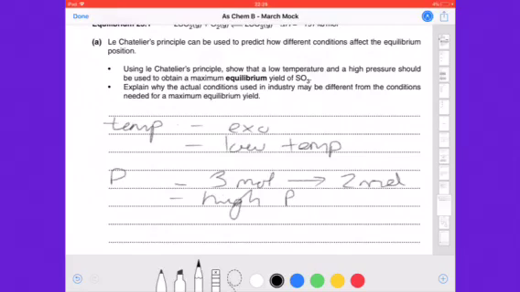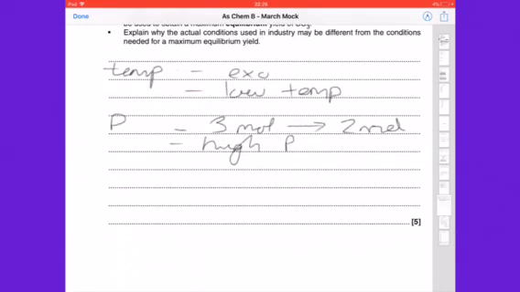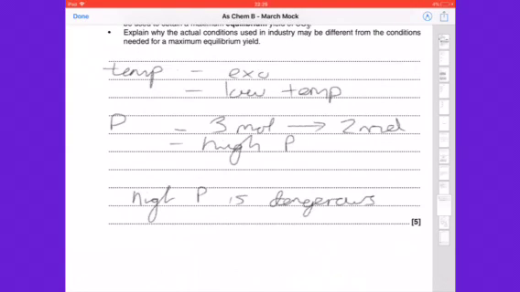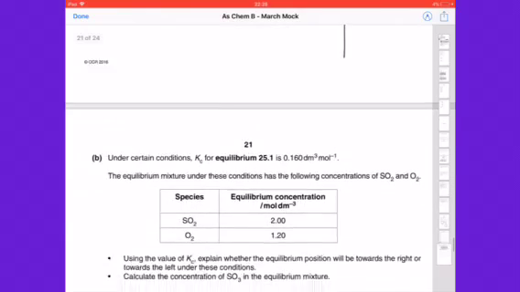Now, the last part of the question asks us to explain why in industry these conditions might not be met. There are a number of different answers. The easiest thing is to say that because we're using high pressures, high pressure is dangerous because there's the risk of explosion. Also, it's more costly to use high pressure as well. So you've got a number of different answers that you could possibly have there.